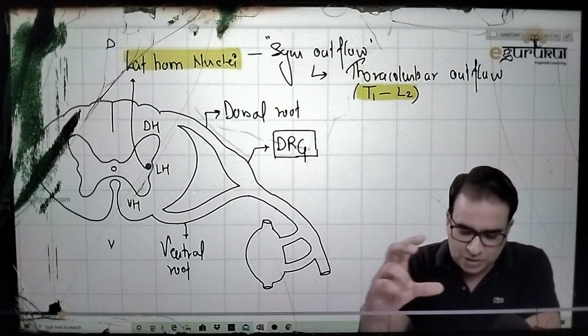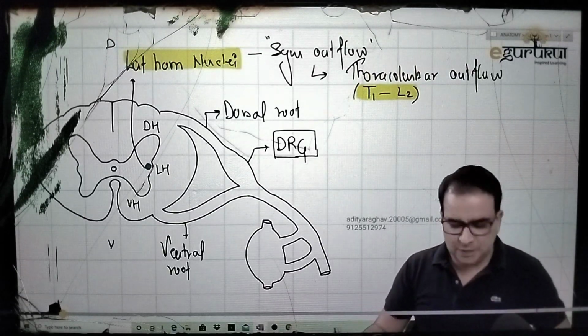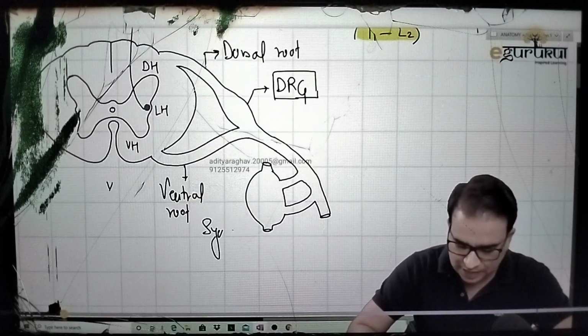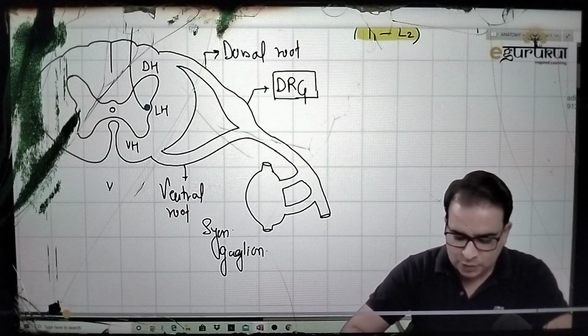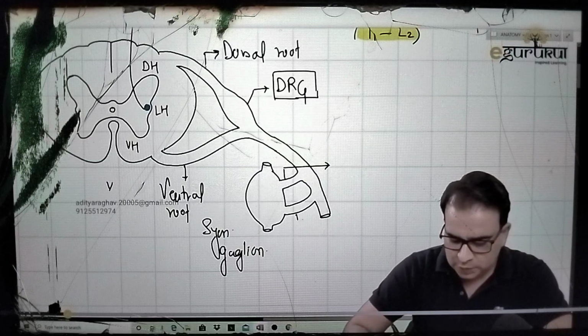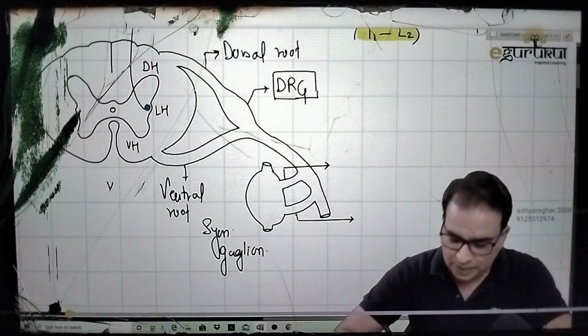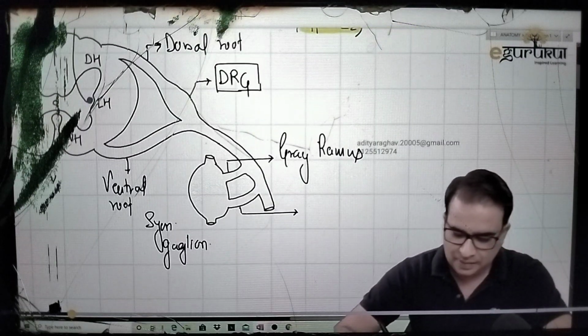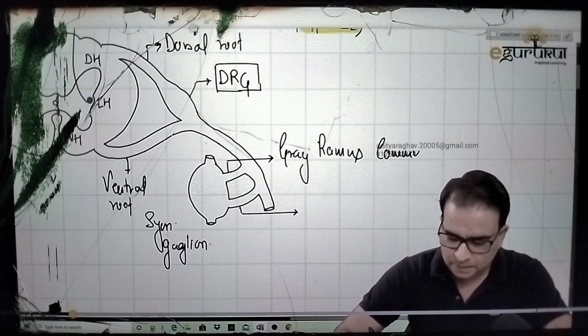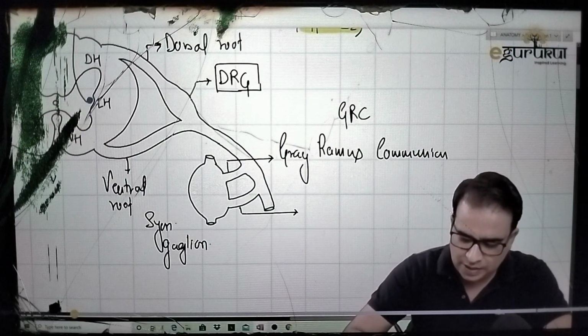Then what you see, this dorsal root and the ventral root, when they fuse with each other, they form this spinal nerve, and this spinal nerve is seen connected to this sympathetic ganglion. It is connected to the sympathetic ganglion by these two roots, this one and this one. The one which is proximal, the one closer to the spinal cord, is called the gray ramus communicans. Let's call it GRC from now, gray ramus communicans.